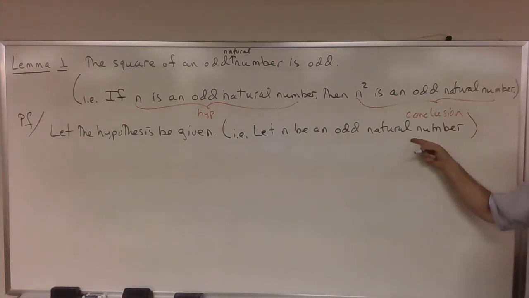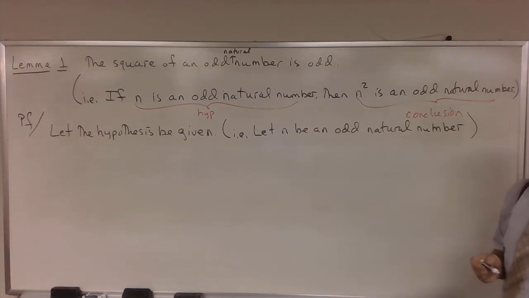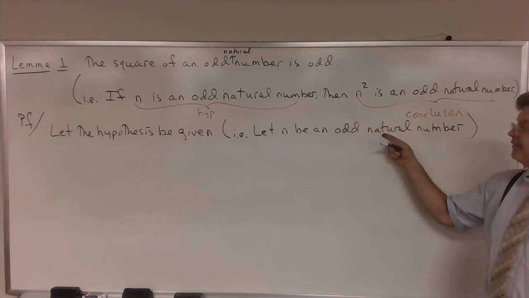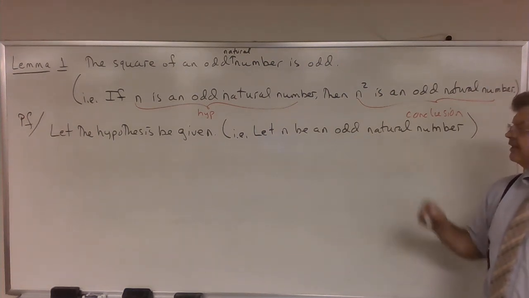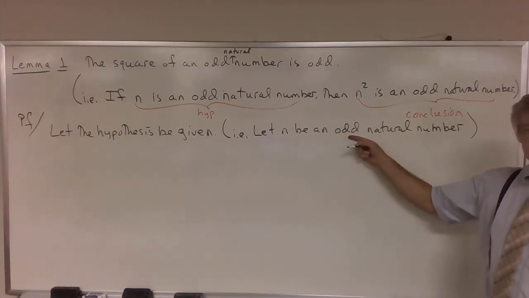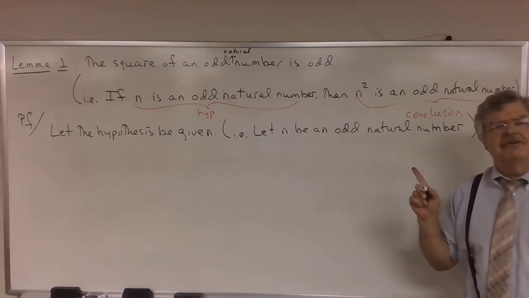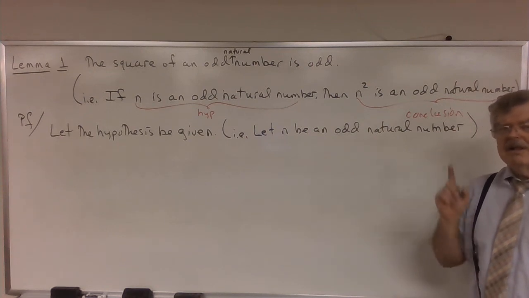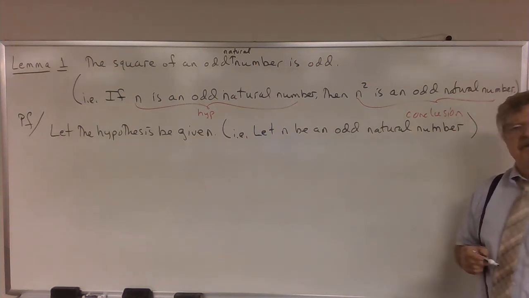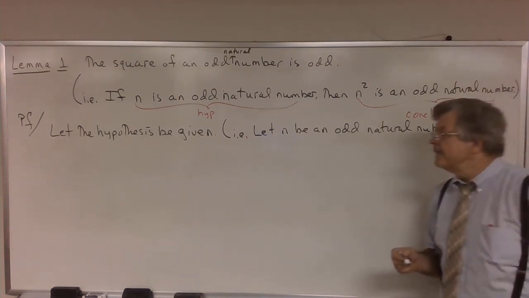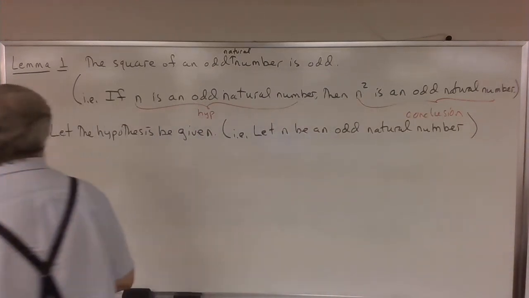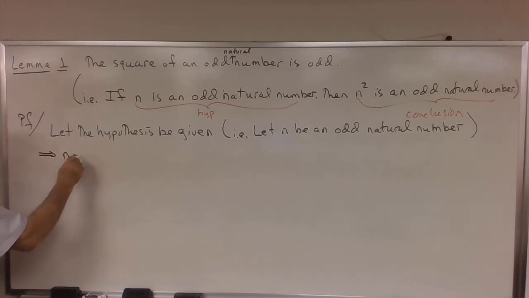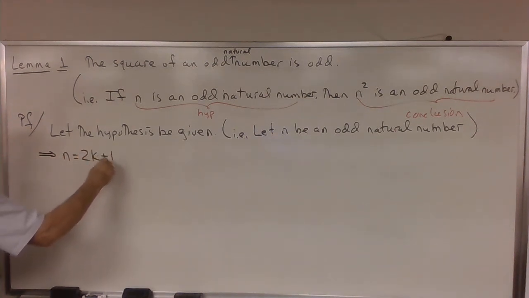Okay, I wrote this down. I think I have a little bit of momentum. n is a natural number, so it's positive. And it's odd. All odd integers fit a certain form, don't they? All odd integers can be written as 2k plus 1. So n equals 2k plus 1.